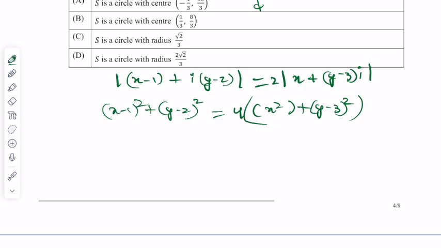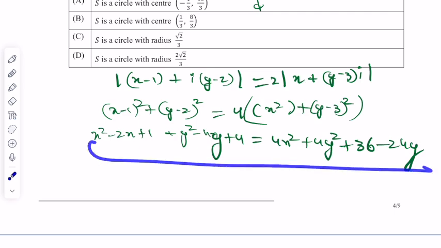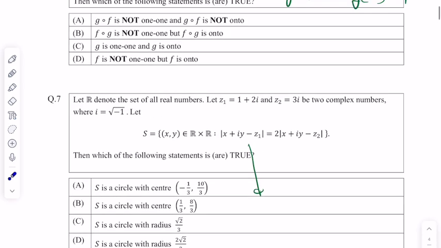We can just expand it, get x square minus 2x plus 1 plus y square minus 4y plus 4 will be 4x square plus 4y square plus 36, and we are going to get a 6 and 24, that is minus 24y. Take it on one side, form the equation of circle, pretty straightforward.